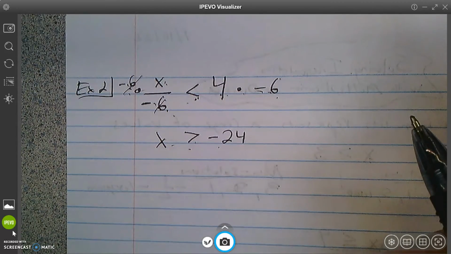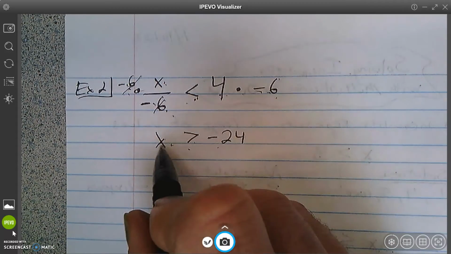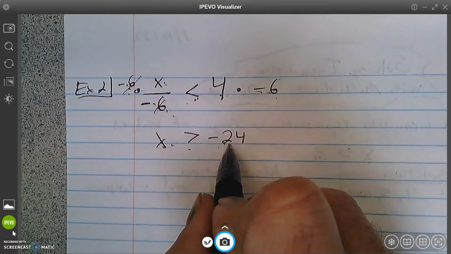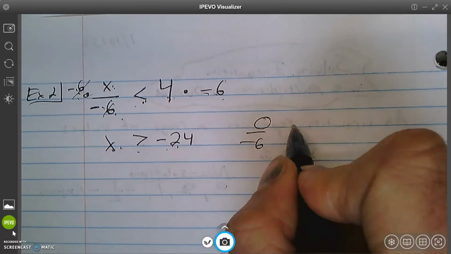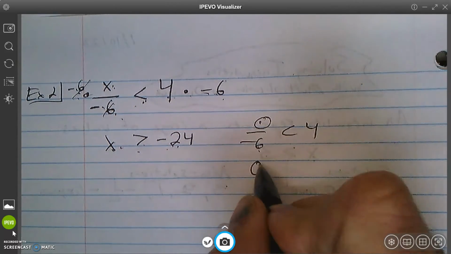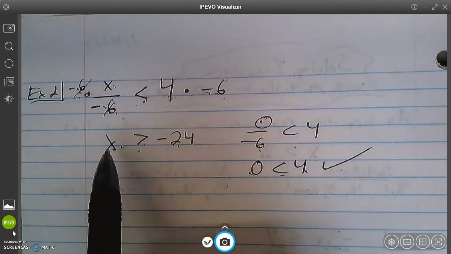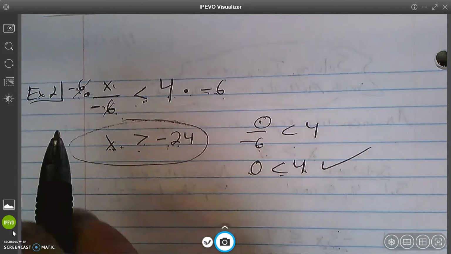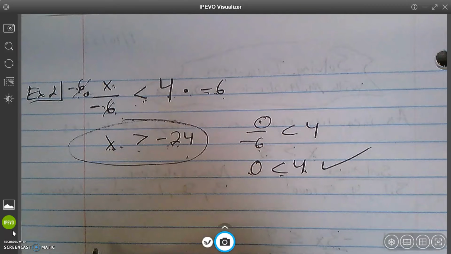What number is greater than negative 24? Let's choose 0, because I'd rather have $0 than owe 24, right? So if I put 0 here, would that be true? 0 divided by negative 6, that's just 0. Is 0 less than 4? Yes, it is. Good. So this helps me out. There's my solution. Anything greater than negative 24, and I have it. Let's try another one.